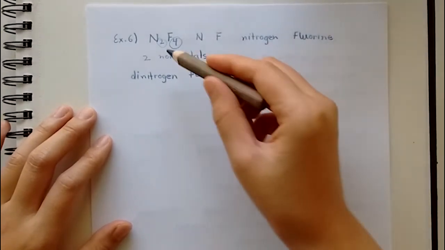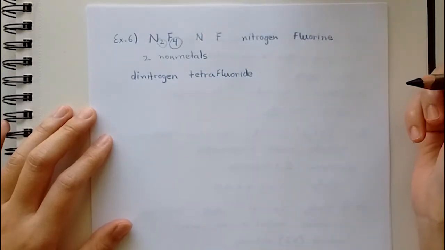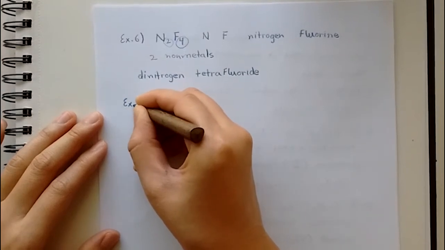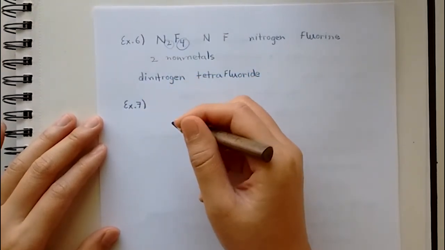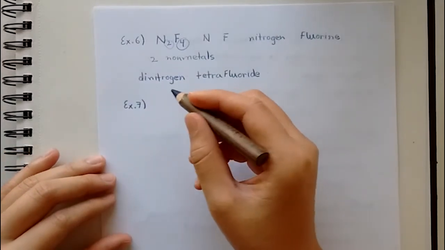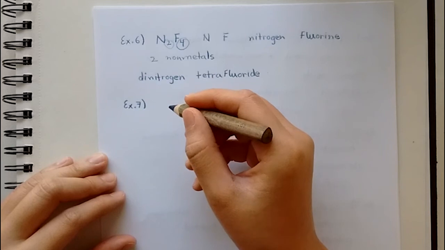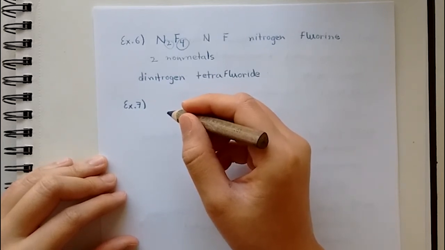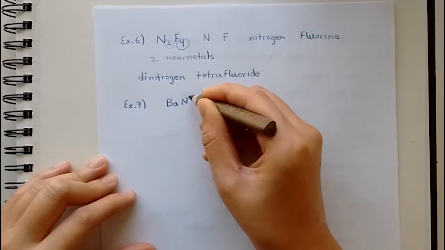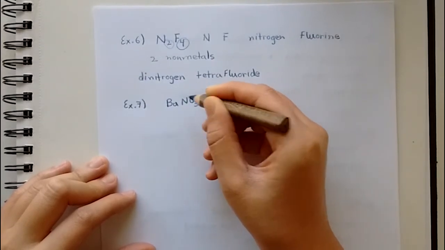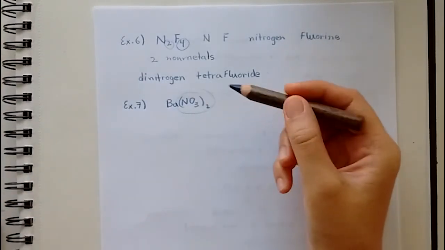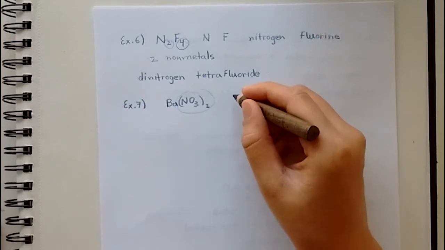Dinitrogen tetrafluoride would be the name for this compound. Now, just for extra practice, we also have the case of when a polyatomic ion is involved. So for example, here, this is the polyatomic ion, nitrate, okay?